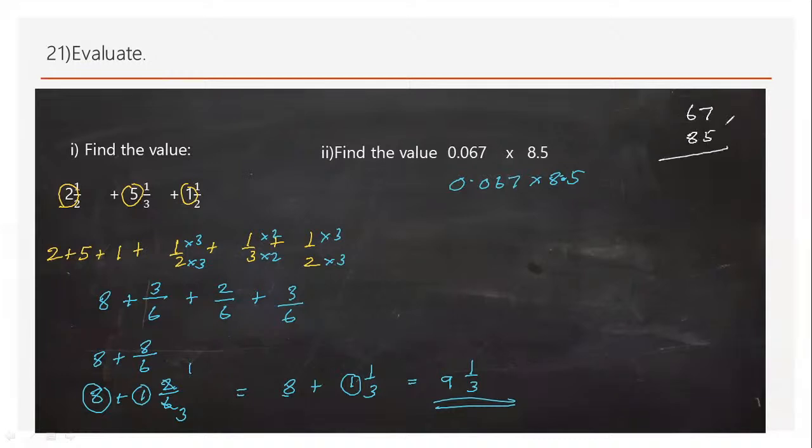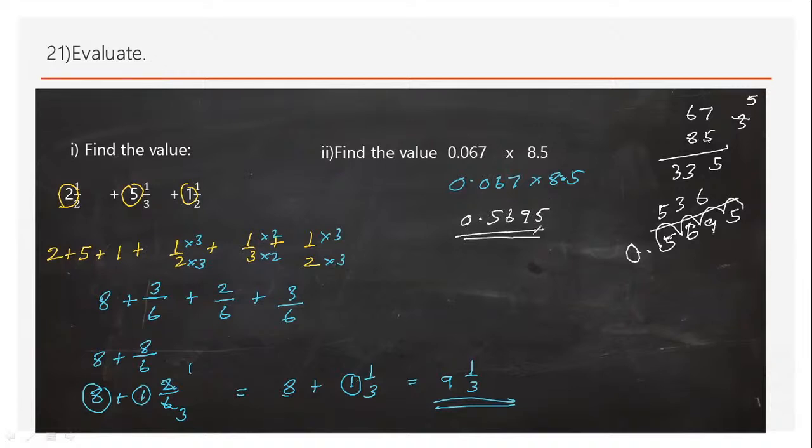67 times 85. 5 times 7, 35, 3 remainder. 5 times 6, 30 and 3, 33. 8 times 7, 56, 5 remainder. 8 times 6, 48, 48 and 5, 53. 5, 3 and 6, 9. 6, 5. Now count the number of decimal places: 1, 2, 3, 4, and 1, 2, 3, 4. Four decimal places from the front: 0.5695.